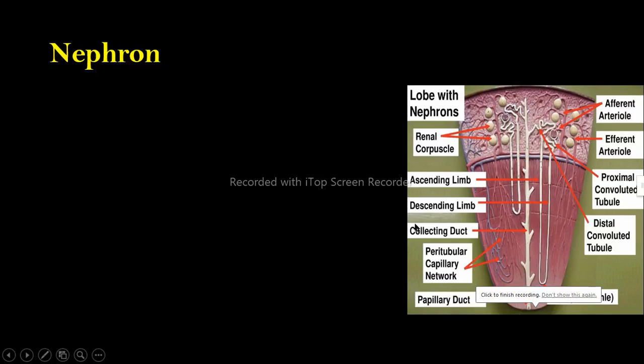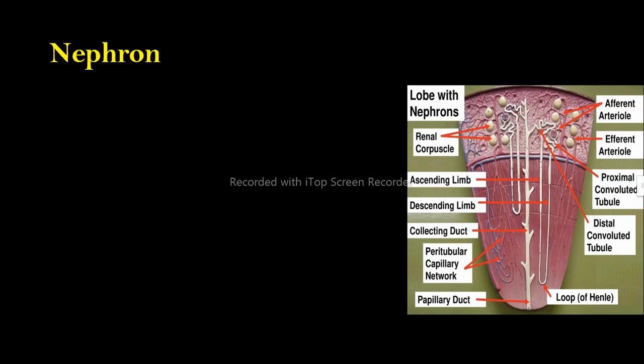Yes, welcome guys again. So we have seen the basic structure of the kidney. So let's also talk about a nephron. Now, this nephron is the functional unit of a kidney, the functional unit of excretion.